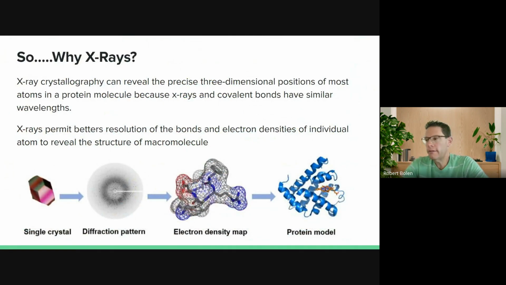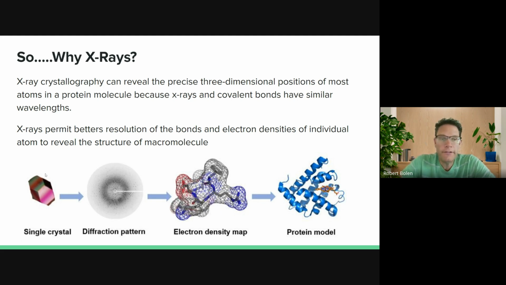So why X-rays? Okay, why is it that we want to use X-rays? What X-rays allow us to do is get better resolution of the bonds and the electron densities of individual atoms. So if we didn't use X-rays, we wouldn't be able to see the actual individual placement of the atoms and the bonds in the molecules. So this is really like a microscope that's being used for organic molecules. So crystallography allows us to get that three-dimensional position of the atoms. So it's not just getting a flat picture of it, but it's actually getting a 3D picture of it because the X-rays can go through the molecule.